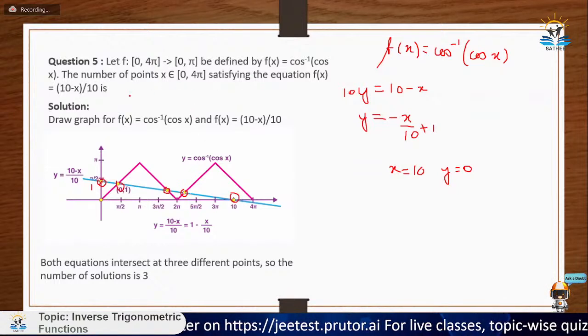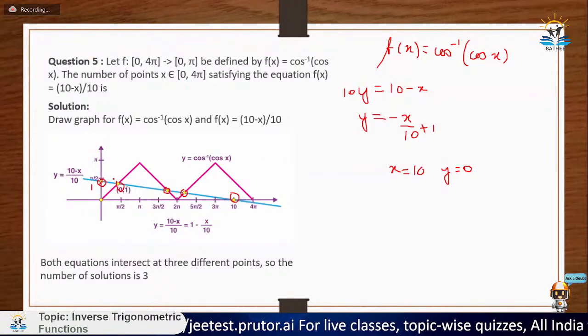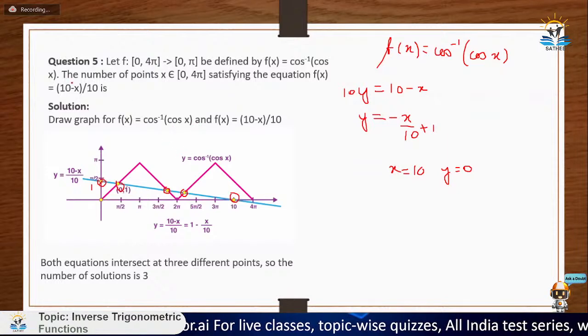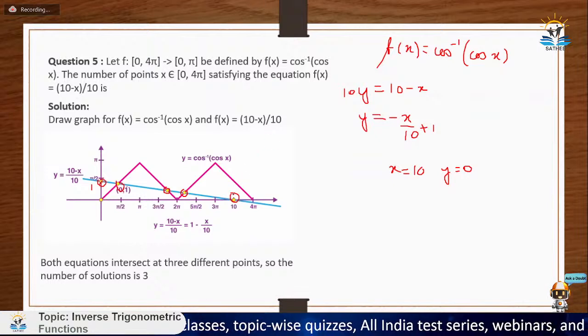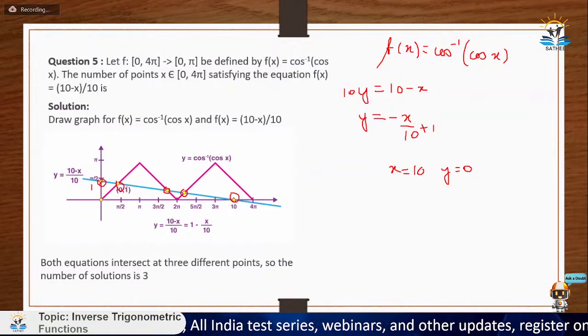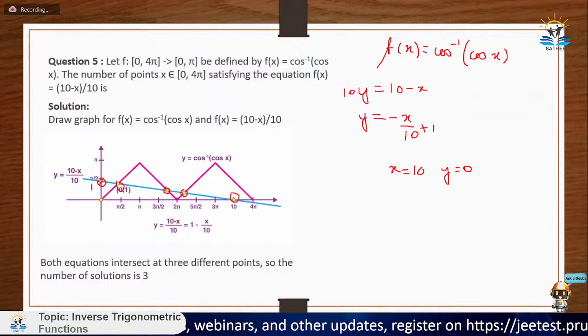That's what we have been asked: the number of points from 0 to 4 pi. That's why we have drawn the cos inverse cos graph only from 0 to 4 pi. You know that 4 pi is 4 into 3 point something, which is about 12. So 10 would come before 4 pi. If you are confused about how to locate points, just multiply 4 by 3.14 and you will get 12, so 10 will come before 12. That's why we are getting 3 points. So my answer would be 3.